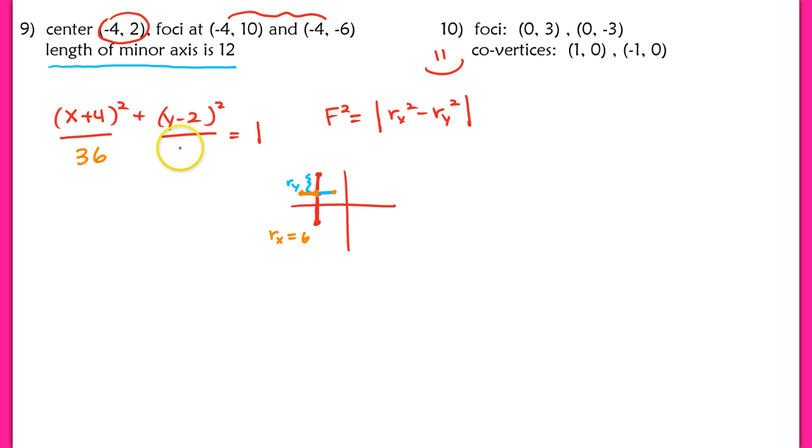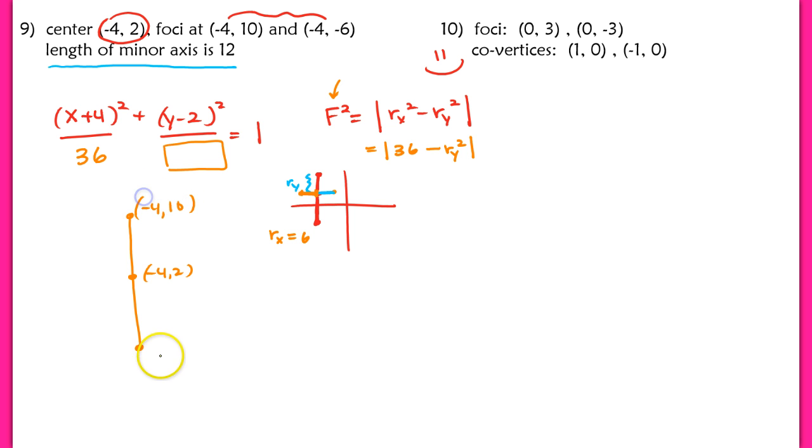Okay, now to find this value r sub y, like I said, we'll have to rely on this equation. Now in this equation we already know that r sub x squared is 36, so I'm just going to plug that in. So I'm taking 36 minus some r sub y squared, and that's supposed to equal f squared. Now this value f, we can find that. We already know that the center is at (-4, 2), and we have both foci listed. So if we were to plot this, let me do this on a number line to make it a little bit easier. So I have the point (-4, 2), and I have a point up here at (-4, 10).